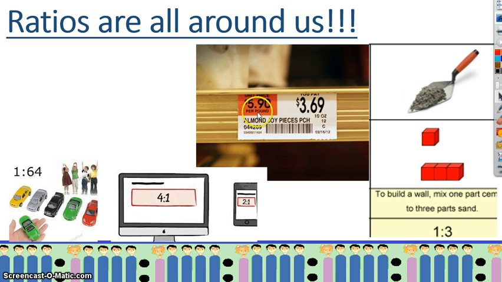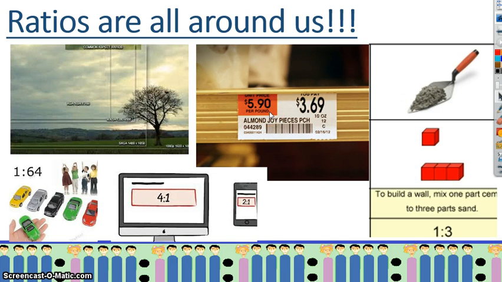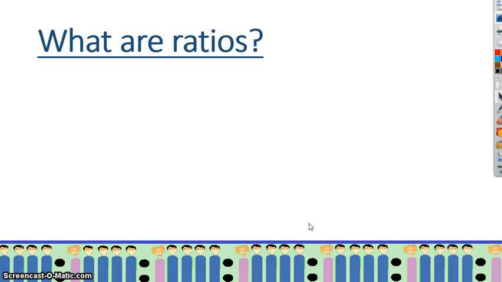At the grocery store, there are unit prices, which is a special type of ratio. It tells you how much it costs per 1 item, in this case pound. Cameras, like computer screens, have aspect ratios, width to height ratios of the picture. So you've seen ratios, so what are they?